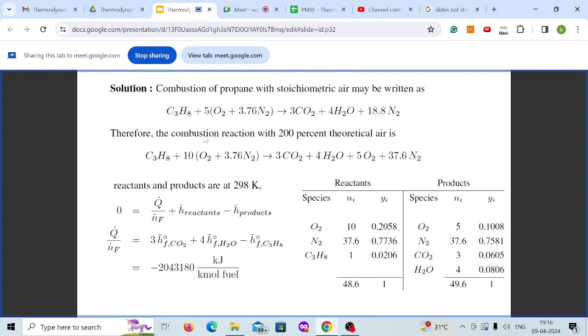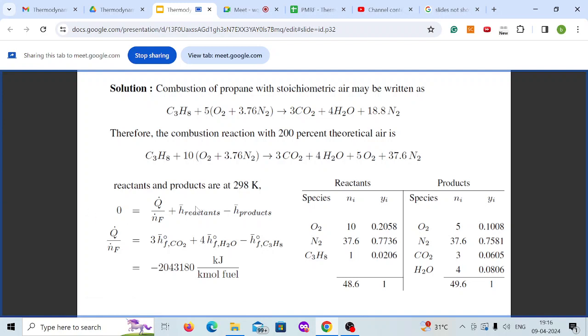Now you are supplying twice the stoichiometric air, so 200%, twice. So C3H8 with 10 moles of O2, because in stoichiometric you have 5. This gives you the same amount of carbon dioxide, 3 CO2 plus 4 H2O. Now you have 5 moles of oxygen which is coming out without combustion, so 5 O2 plus 37.6 nitrogen.